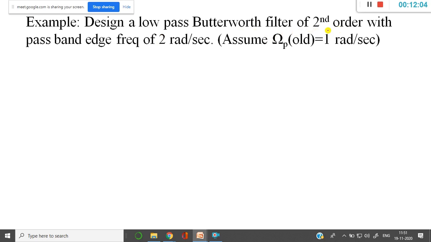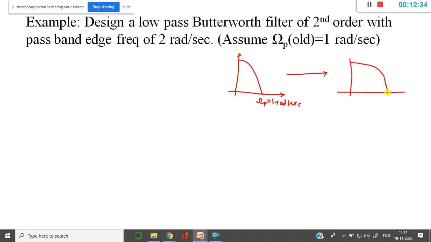Design a low-pass Butterworth filter of second order with passband edge frequency of 2 radian per second. Assume omega p equal to 1 radian per second. So what is the meaning of this? You already have a designed frequency for omega p that is equal to 1 radian per second. Now you are supposed to design a new low pass filter where the cutoff frequency omega p should be at 2 radian per second. That's what we call omega p new here.